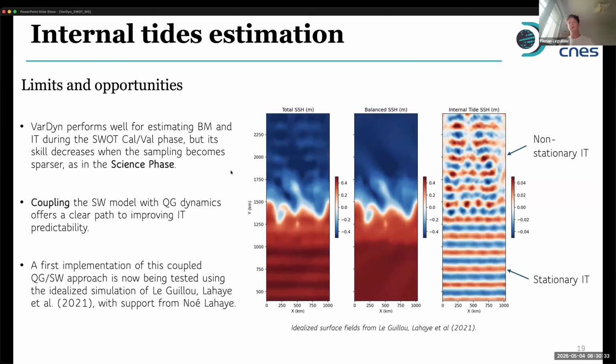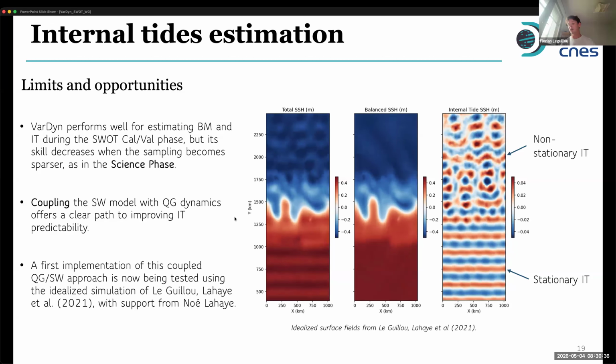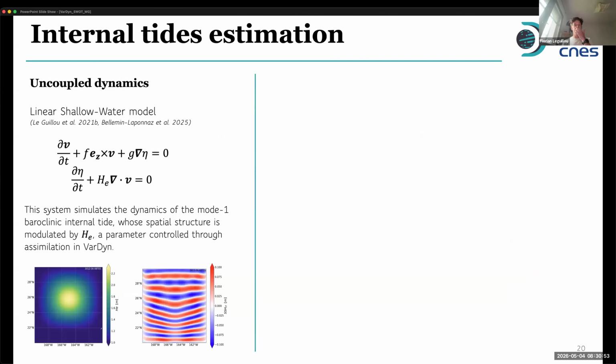So we start from this setup, and I just extract one snapshot every 10 days to use as synthesized SWOT observations. So one observation every 10 days, and we try to separate and map the balanced motion and the internal tides from these fields. And this is the initial configuration with the linear shallow water model. And as I was saying, HE is the main parameter to modulate the phase of the field. Actually, it's the main parameter to replicate the coupling between the balanced motion and the internal tides.